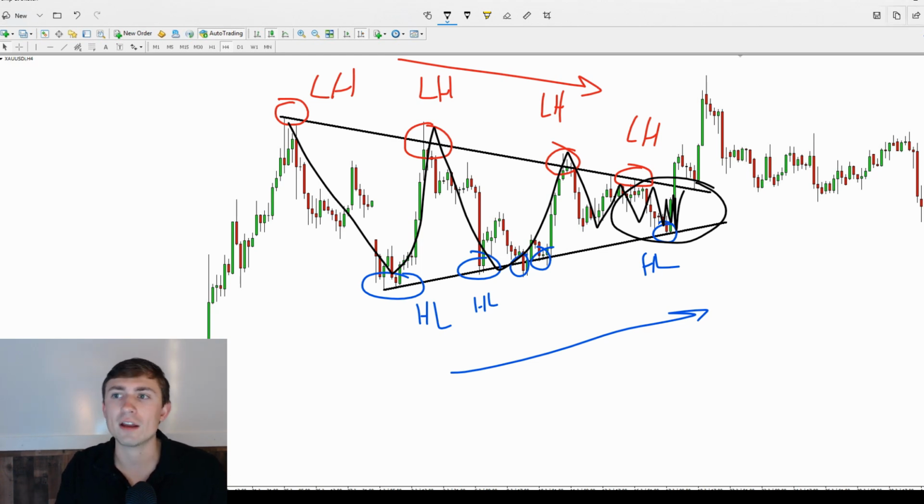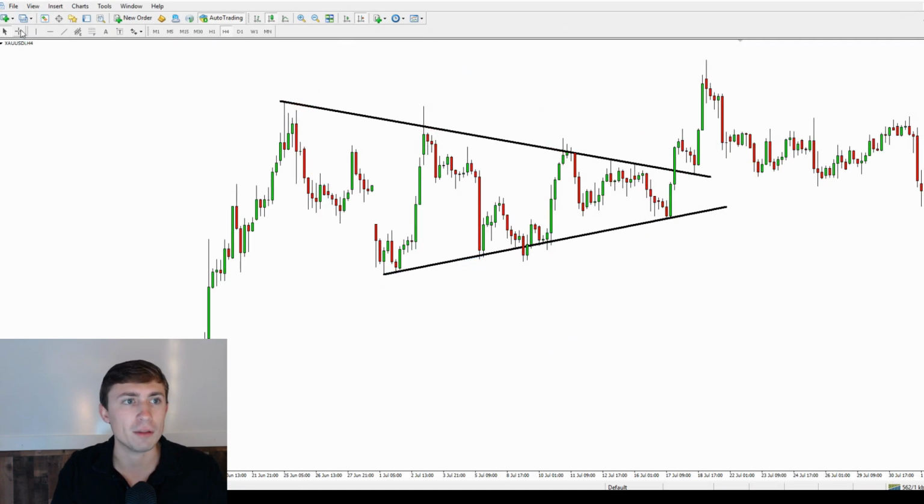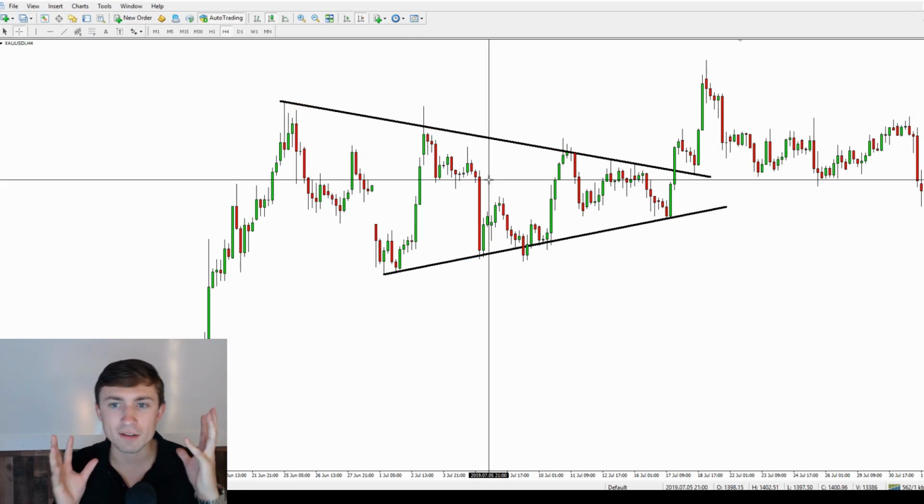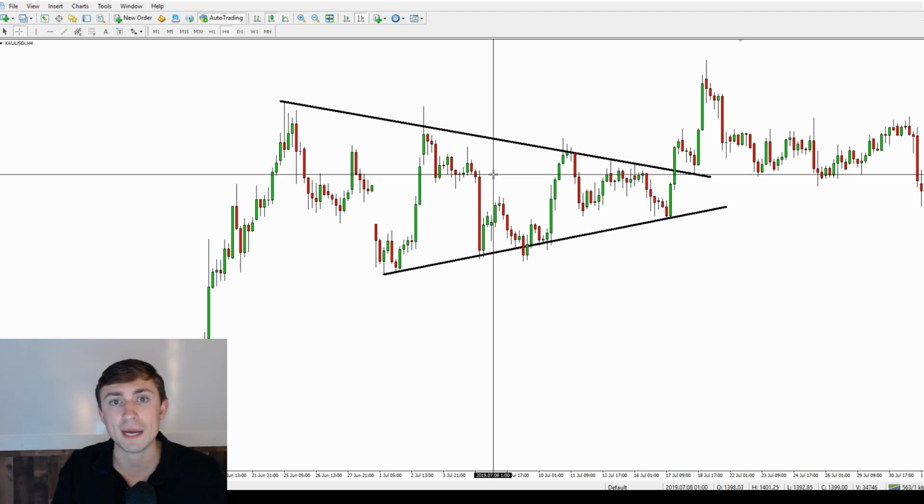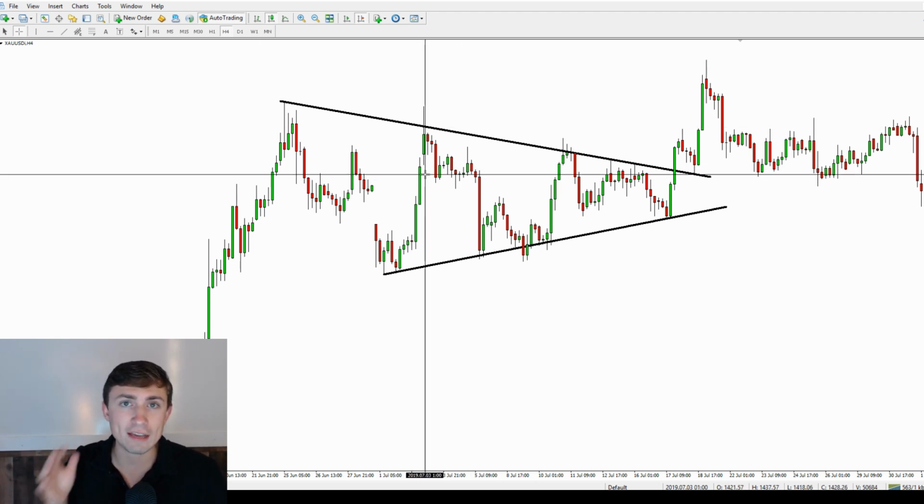So we're looking here, and let's clear this chart a little bit. You guys get the point about this. You can see the wedge. This is a cookie cutter, beautiful little wedge pattern here on XAU USD. We're looking at that 4-hour chart.